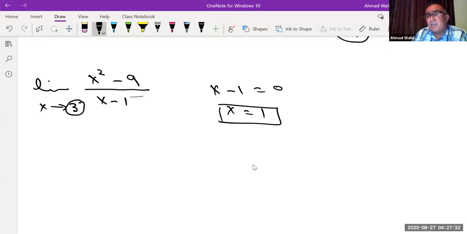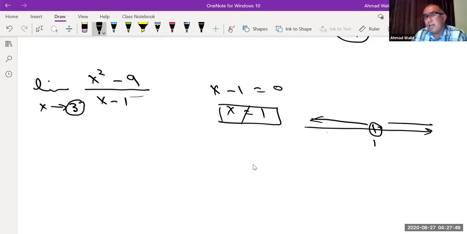Okay, x cannot take 1 because 1 is your vertical asymptote, right? Then 3 is in the domain, because if you write the domain for this function, here is 1. You circle 1. You cannot take 1, but you can take all these values and all these values. It means your domain is from negative infinity to 1, union from 1 to infinity. That means 3 is in the domain, right?